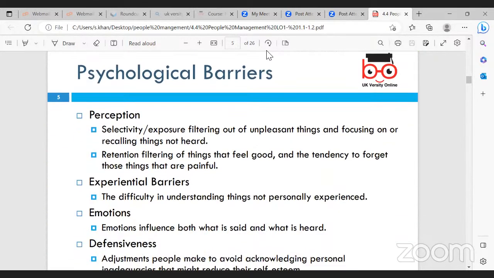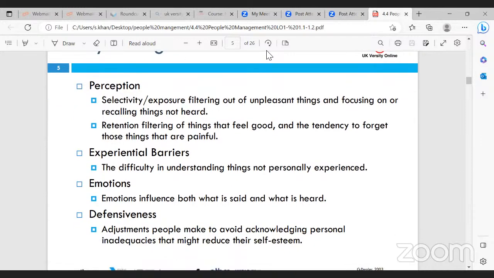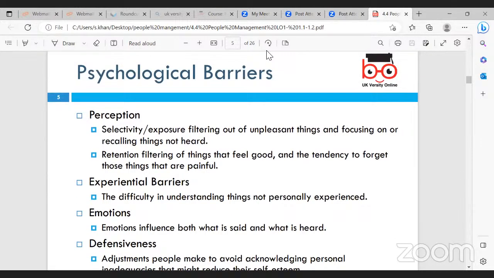So the next one is physical communication. Can you see this slide, Eunice? Yes. So physical, psychological barriers.